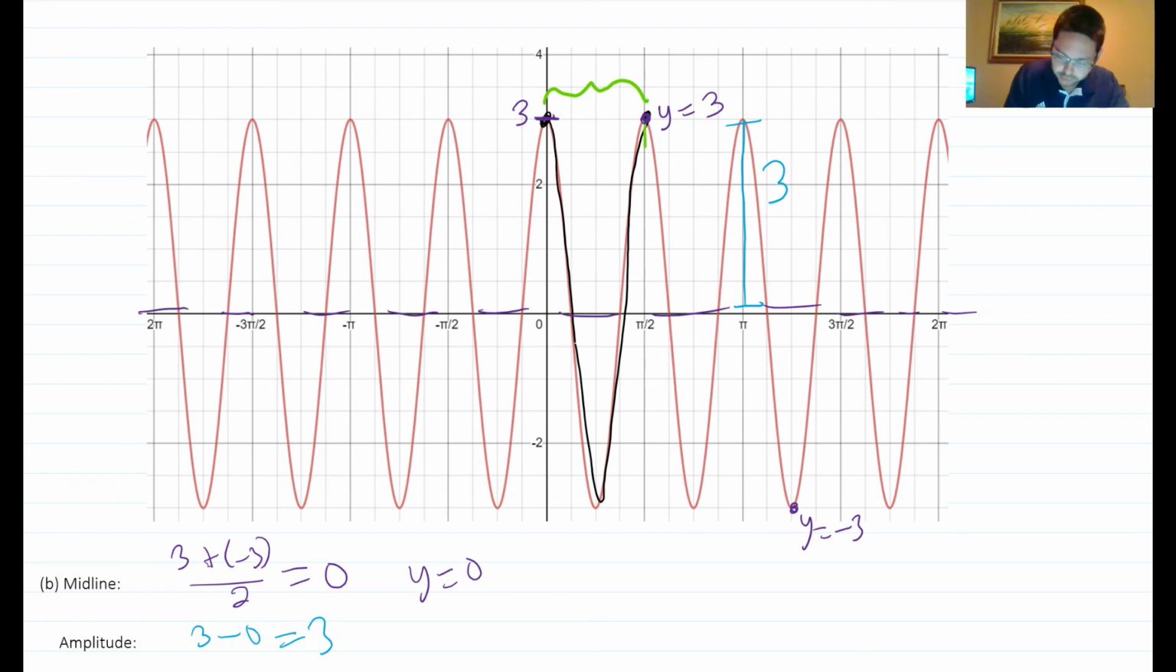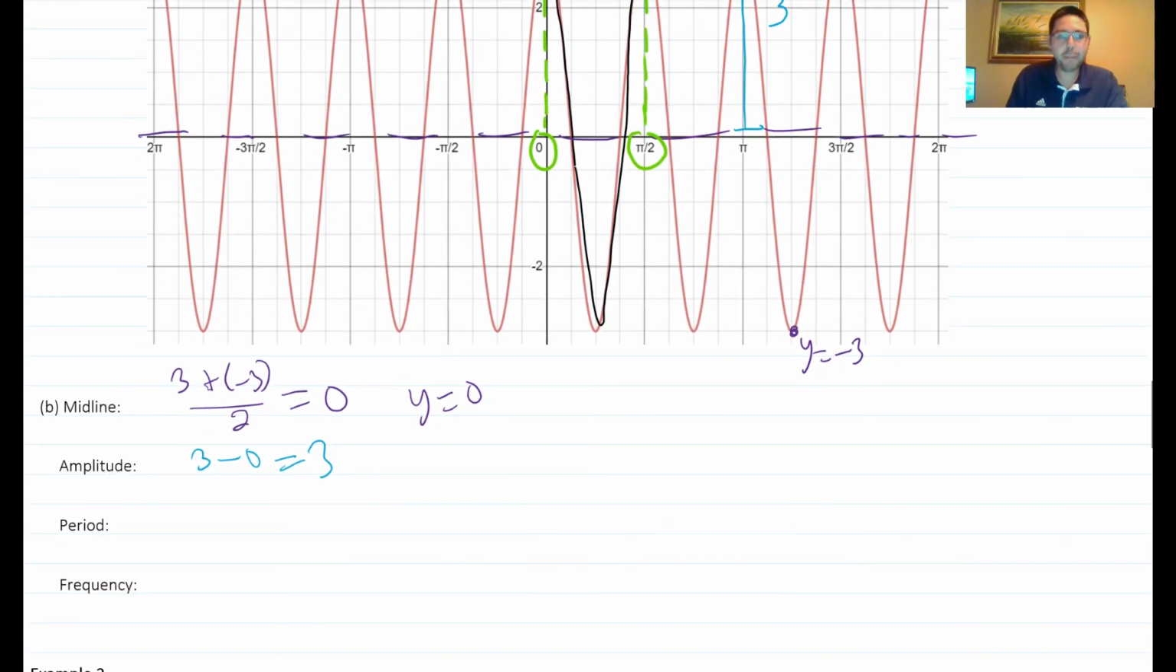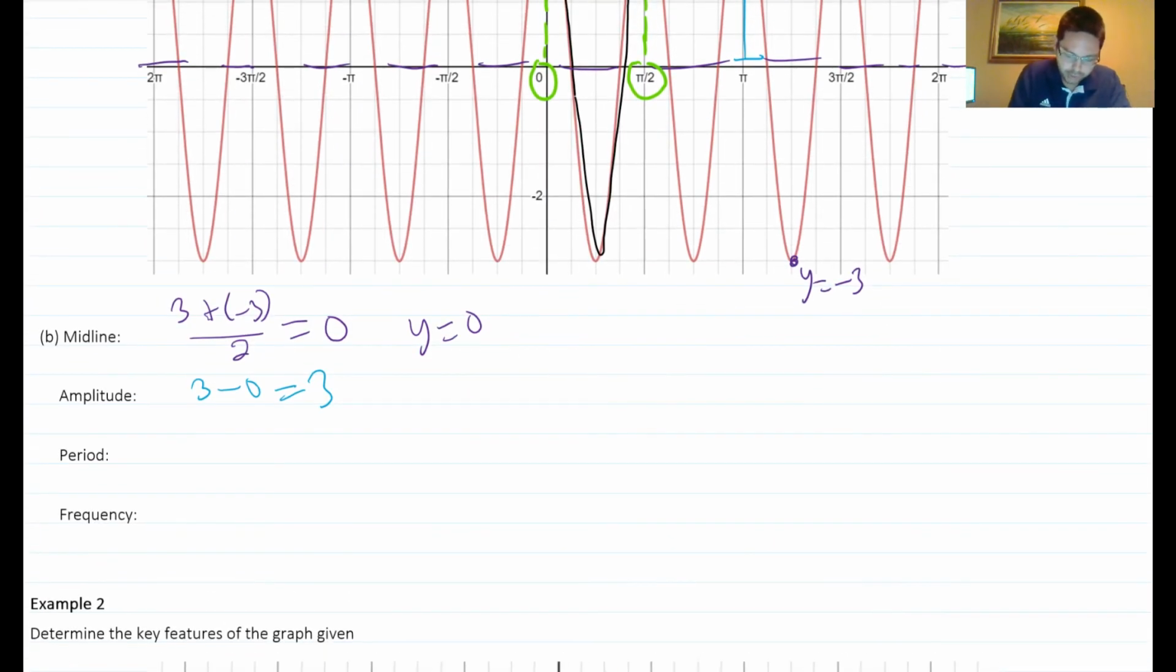So the x coordinate where the cycle ends is pi over 2. The x coordinate where the cycle begins is 0. So basically it's pi over 2 minus 0, which is pi over 2. Okay, so that's how you find the period. So now we have pi over 2 is my period.